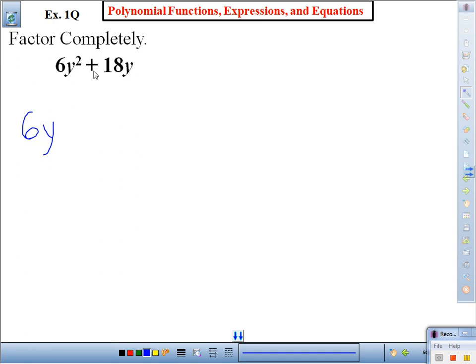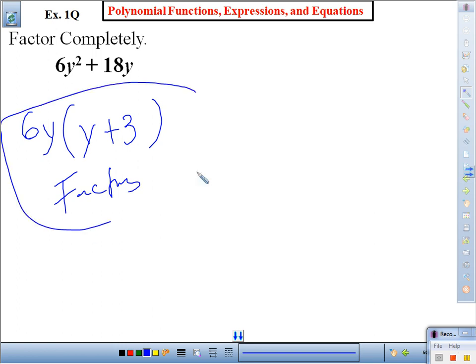Now let me go to the variables. Does each term have at least one y? Yes, there it is. How about 2 y's? Nope, just 1 y. And we're left with y plus 3. Factors. And have you got that?